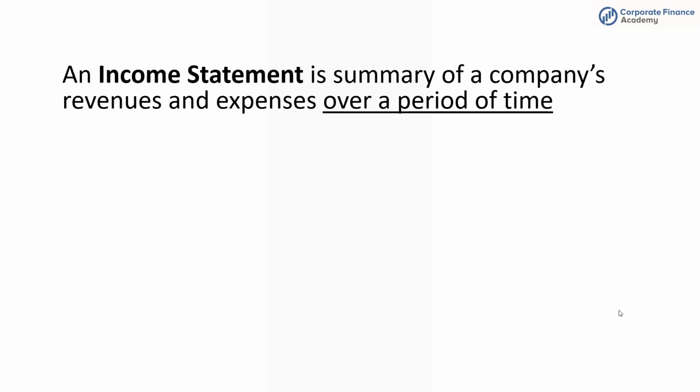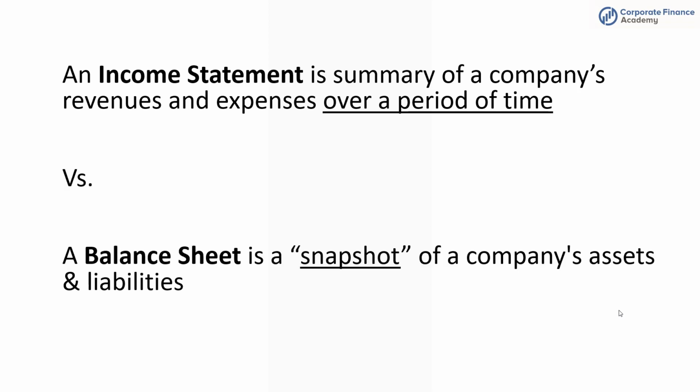So one of the key differences between an income statement and a balance sheet: an income statement is a summary of a company's revenue and expenses over a period of time. Whereas a balance sheet is a snapshot of the assets and liabilities at one point in time. If you think about it like your bank statement, if you pulled your bank balance right now, it'd be kind of like a balance sheet. It's a snapshot of how much money you have.